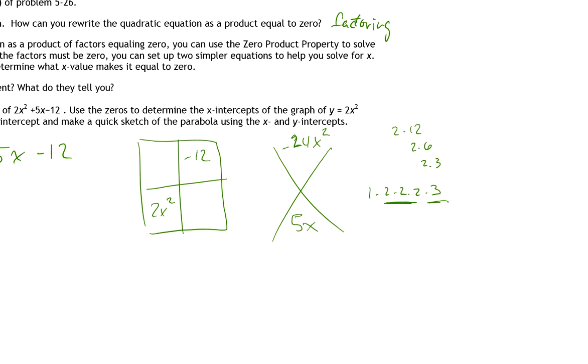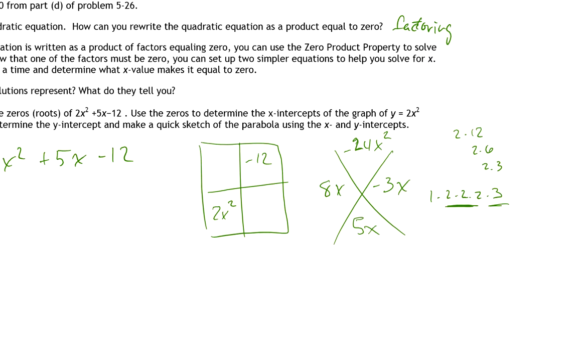So I think because I need a positive 5, I'm going to go with a positive 8x and then minus 3x. If I add those together, 8 and negative 3, I get 5x's. And when I multiply, I get 24x. So my two values here are 8x and negative 3x.